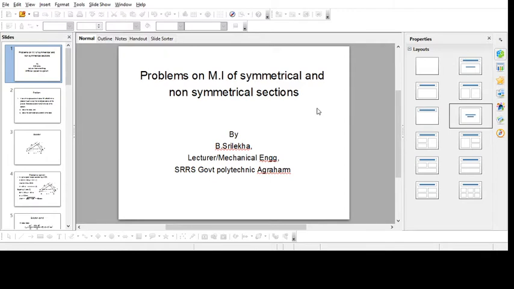So 80 square should be equal to (100 minus x) square plus h square. If I take h as the subject, then you can write h square is equal to 80 square minus (100 minus x) square.